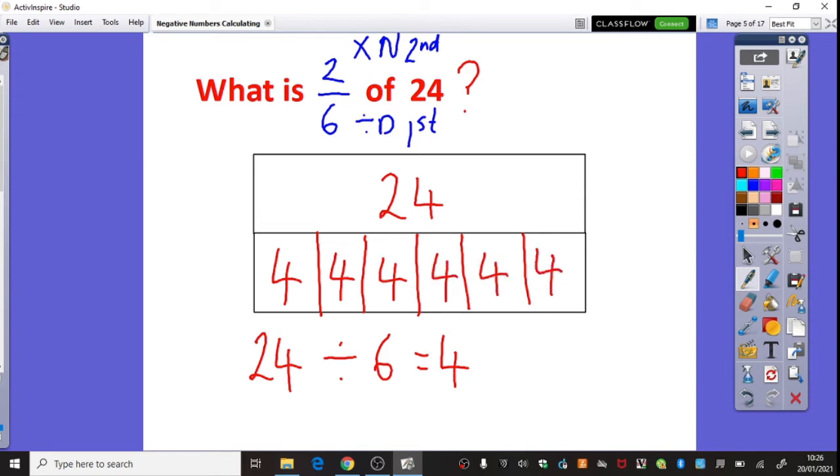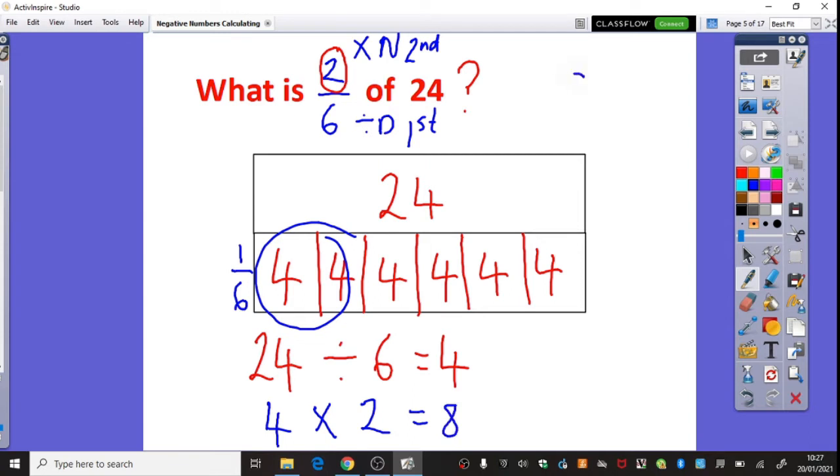And then my second step is to look at, well, how many 6ths do I need today? I actually need 2 lots of 1/6, I mean 2 sixths. Okay, so I need to see what 1/6 is, which is 4, and I need 2 of them. So I'm multiplying by the numerator, which gives me the answer of 8 there. So divide by the bottom, multiply by the top.